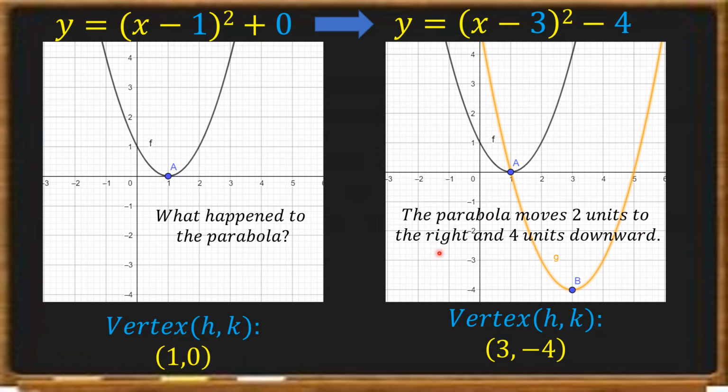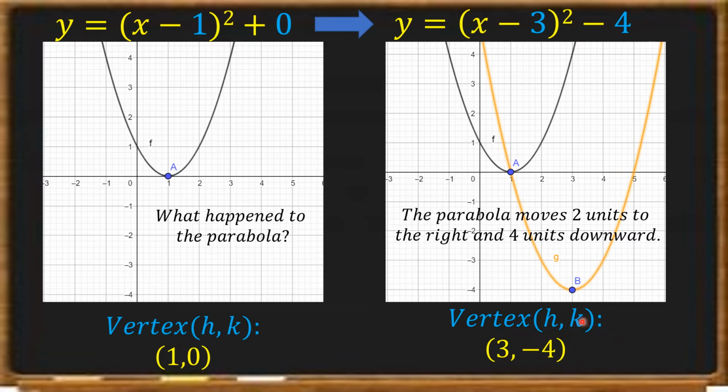If your answer is negative, it is 2 units to the left. Since this is positive, 3 minus 1, it's positive 2. What about for k? Negative 4 minus 0 is still negative 4. Since the answer is negative, it is 4 units downward. Negative means downward.